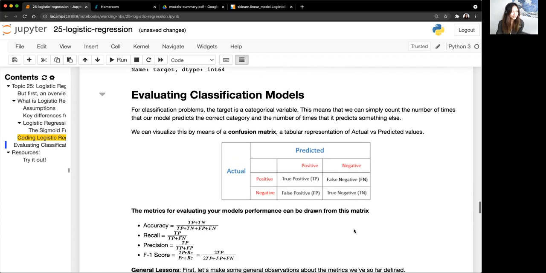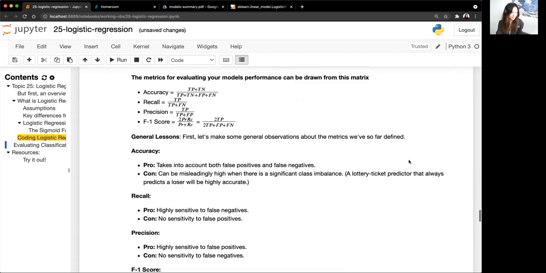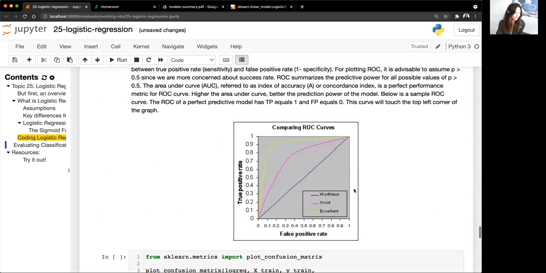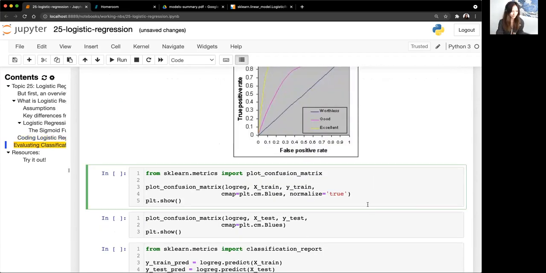Okay, so evaluating classification models. Before I get into all of this stuff, I want to just lay out the two main evaluation techniques that I want to see. Those are going to be confusion matrices and classification reports. I'm just going to show you all what it looks like first.